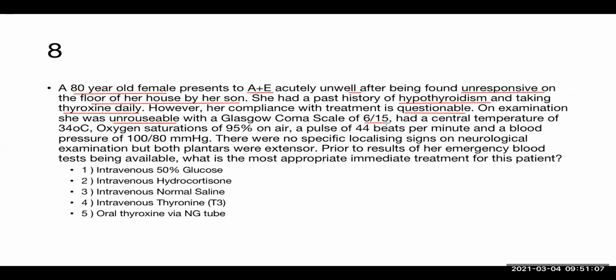What is the maximum Glasgow Coma scale and what is the minimum? 15 and 0? Maximum is 15 and minimum is 0.